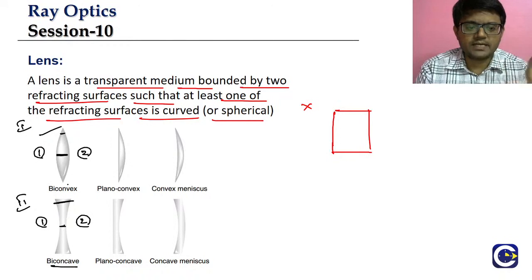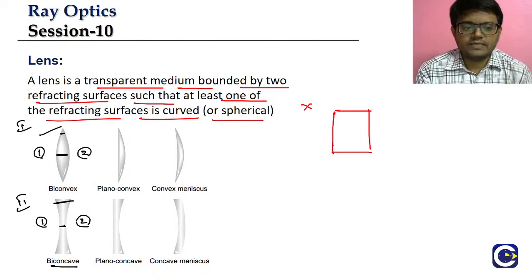Thick at the middle means what? It will be a biconvex. Thin at the middle means it will be what? Biconcave. That way we will be able to understand what is the nature of that lens practically.